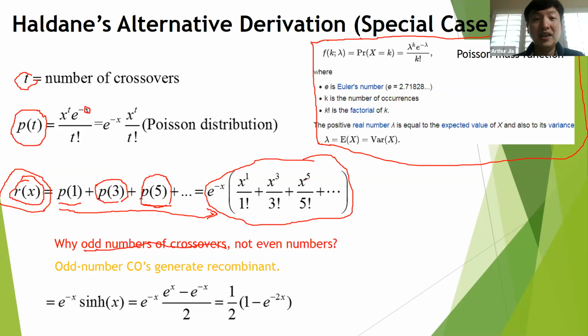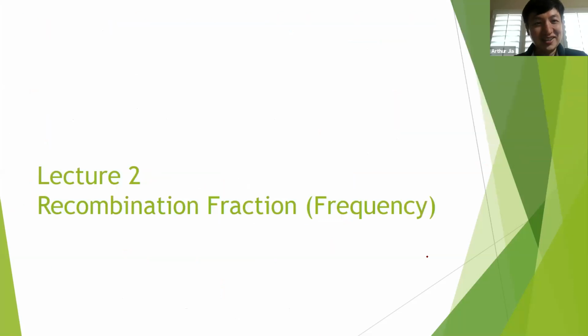And if you do some algebra, you can end up with this. This is the same as the very basic Haldane map function. So this is the way to derive it. It's not required for you to memorize this, you just need to understand it. So this is another way we can derive the Haldane map function. Sorry, I always have trouble pronouncing these names. Haldane. All right, so congratulations, we are done with the first lecture.